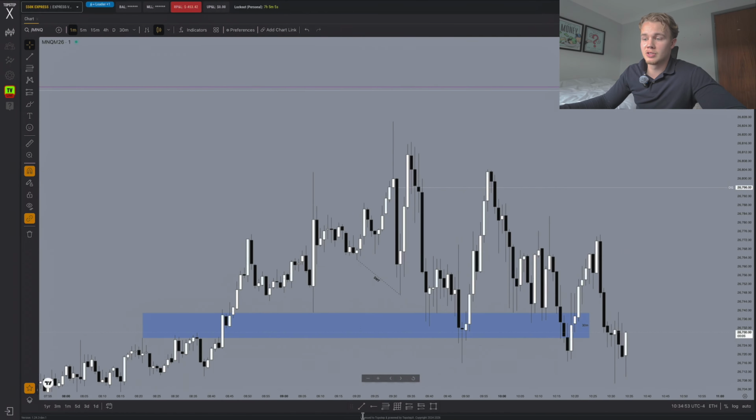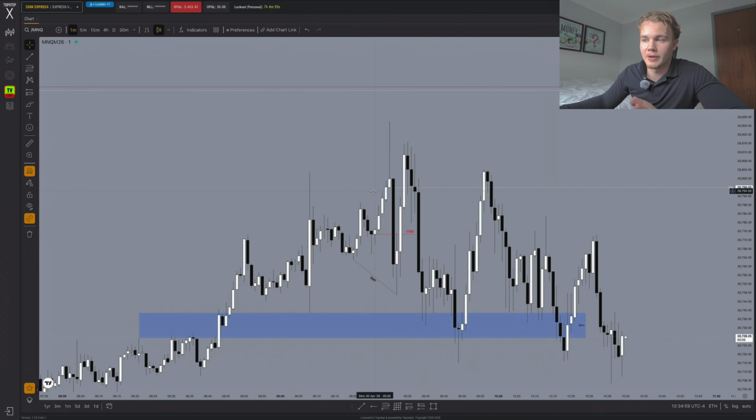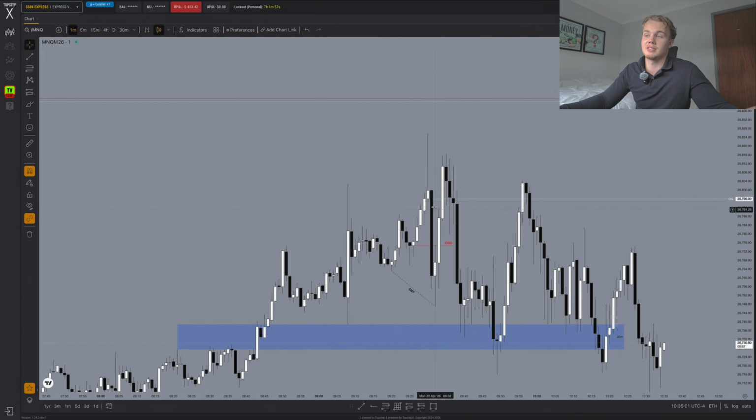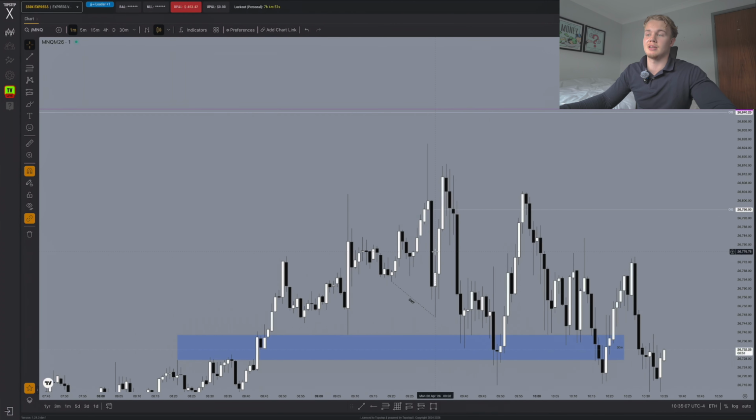It closes below this 1-minute change in state delivery over here. What is this showing us on the charts? This is showing us that price is displacing to the downside, but is also getting bought up. So as soon as I see that there's a big 1-minute fair value gap here, price has rebalanced to the downside. It has respected this rejection block.